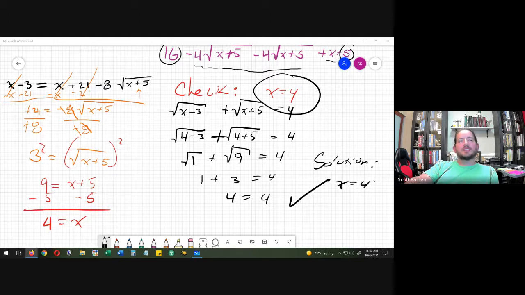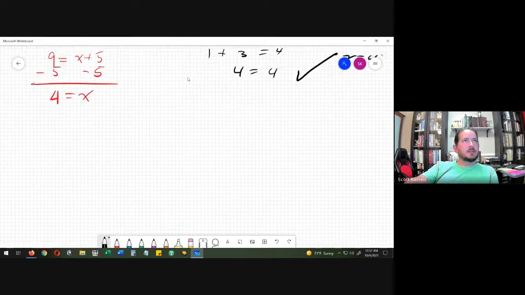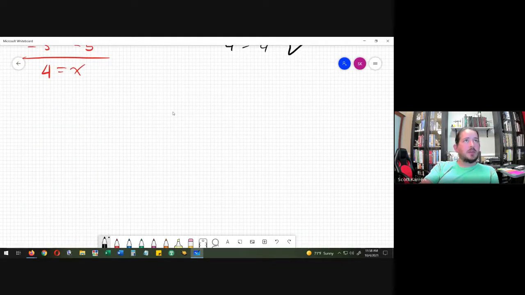So those ones have the potential to get a little bit ugly. I'm going to do one more of those just because they do have the tendency to uglify pretty quickly. Let me try. We'll try this one here. This is root 3x minus 5 plus root 2x plus 3 plus 1 equals 0.